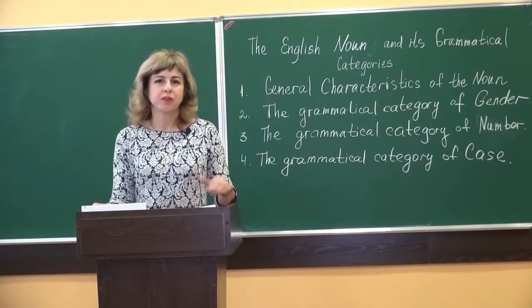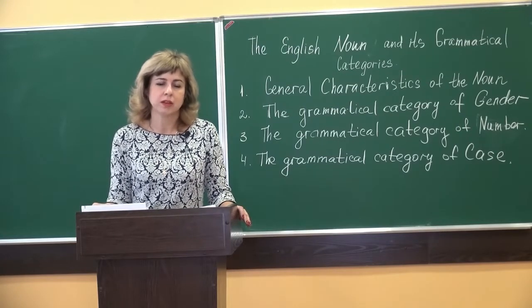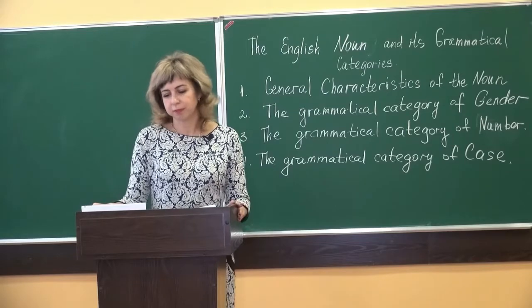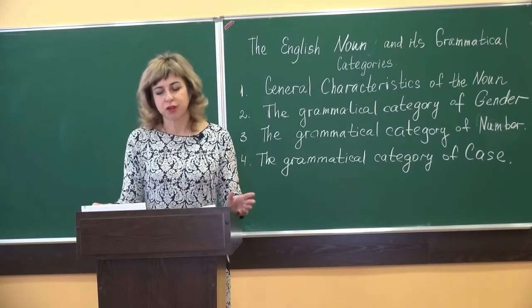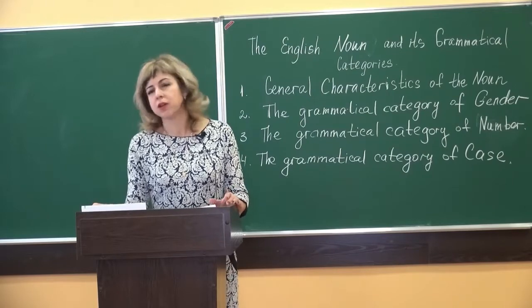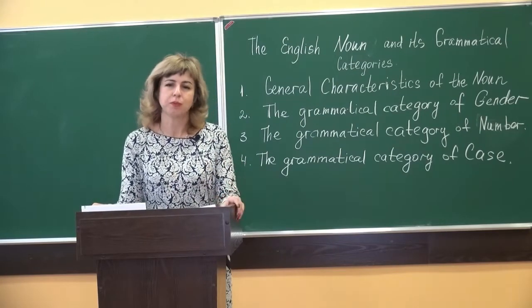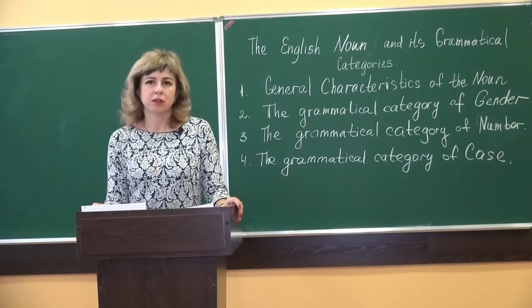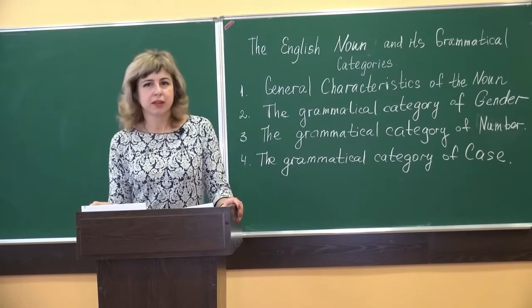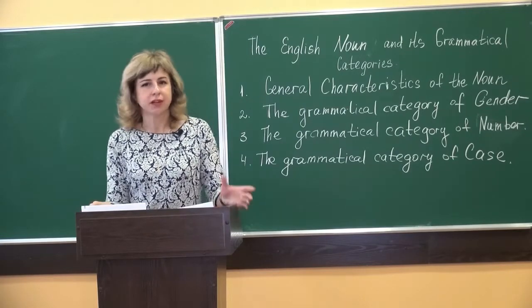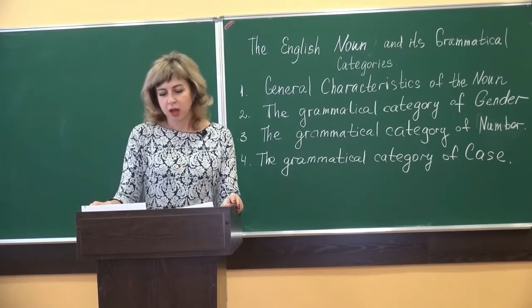Also, we have some historically predetermined endings within the plural forms, like en, like oxen, children, or zero morpheme, like sheep, deer, which have a zero plural ending, and also some Latin and Greek endings, like the ending a in criterion, criteria, phenomenon, phenomena, and the like.